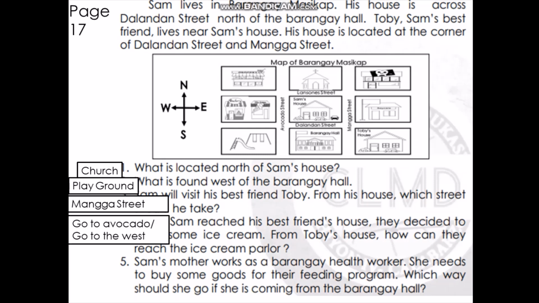Number 5, Sam's mother works as a barangay health worker. So which way should she go if she is coming from the barangay hall? So she needs to go to the north of Avocado Street, or go to Avocado Street. So, if we got all 5 correct answers, good job.